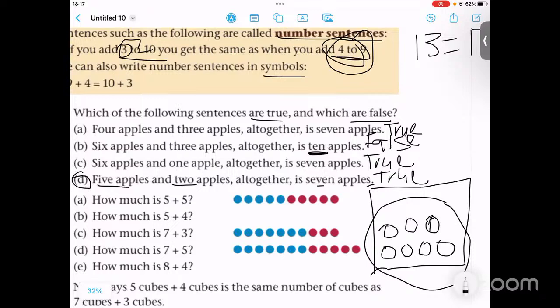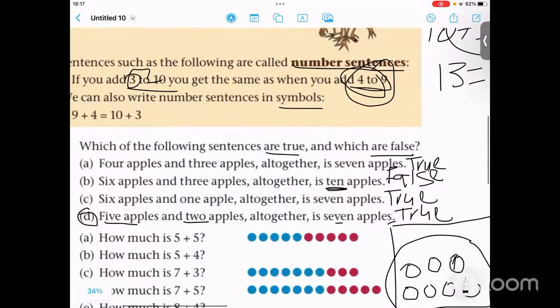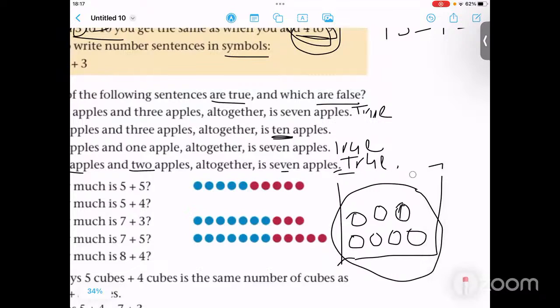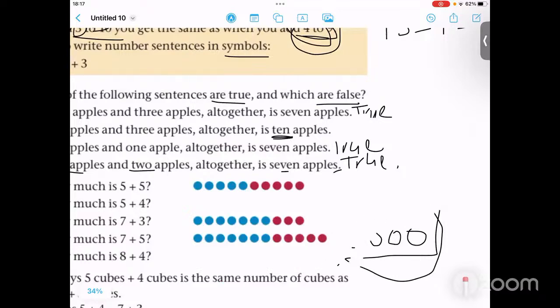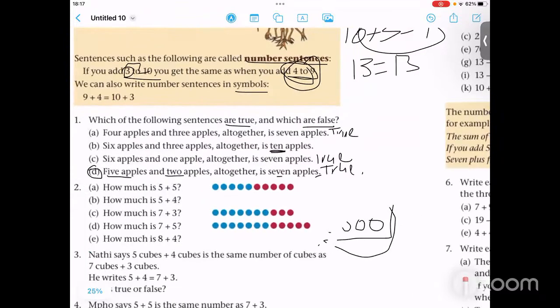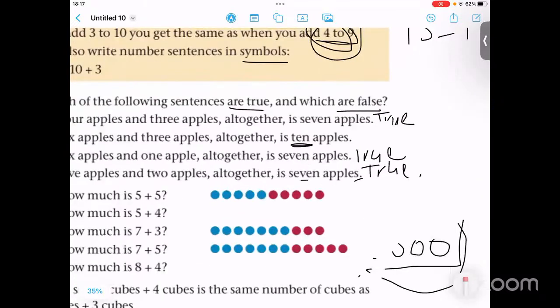Now let's try to do letter E. B says 6 apples and 3 apples altogether is 10 apples. So I'm going to try and remove this bag again and have the number of apples inside the bag. And how much is it? Before I do the bag thingy, how much do you think is going to be in here in the bag when you add 6 and 3?